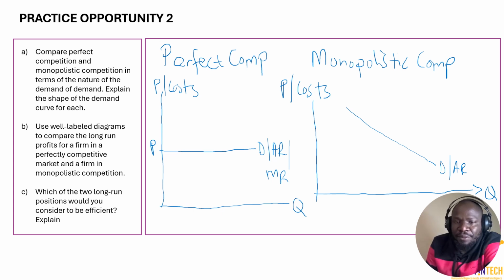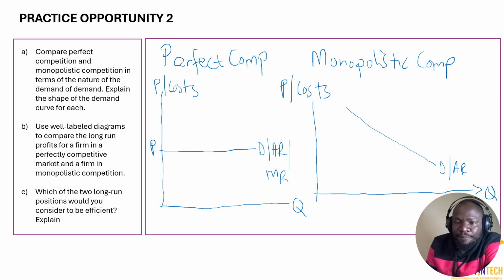Because of perfect substitutability, the demand for the product is perfectly elastic. The products are homogeneous, which means they are exactly the same, which means there is perfect substitutability. Because they are perfect substitutes, the demand for the product is perfectly elastic, hence the horizontal demand curve.